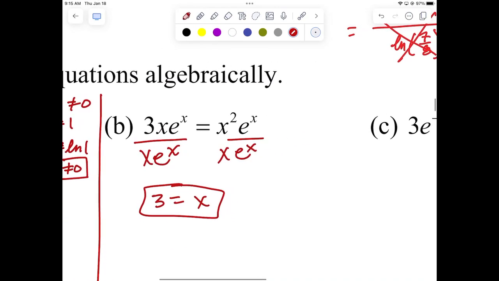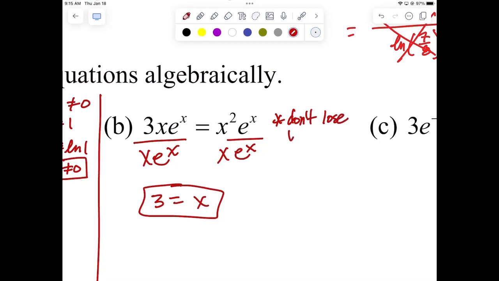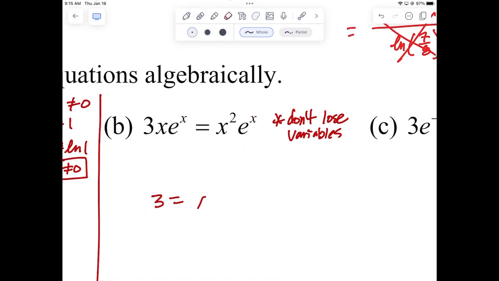Do you recall what I said earlier in the year when you divide out variables? Don't lose variables from an equation. Because when you lose variables, you lose solutions possibly. So when I divide out, the e to the x's are completely gone. Now the x doesn't completely vanish. We're still left with an x on the right hand side. So that wouldn't necessarily be illegal, but the e to the x's are gone. So that's not how we're going to do it. So don't do it that way. Here's what we're going to do instead.